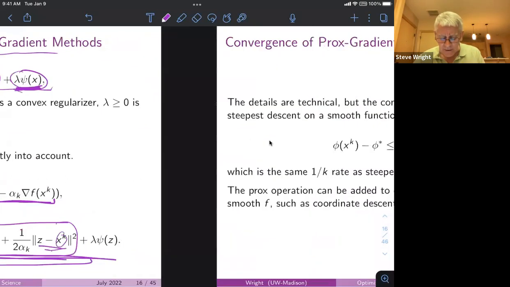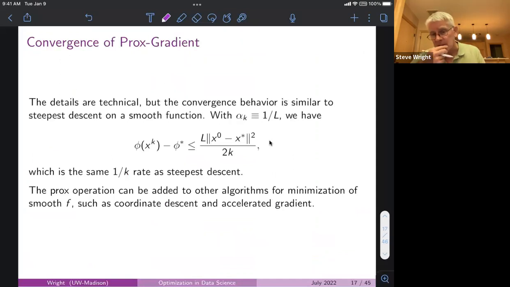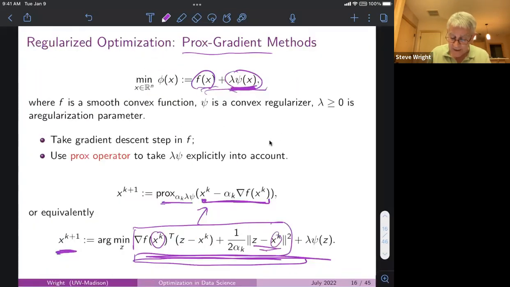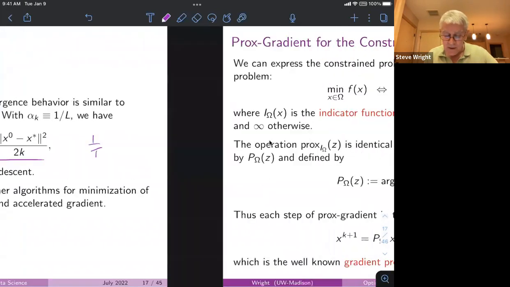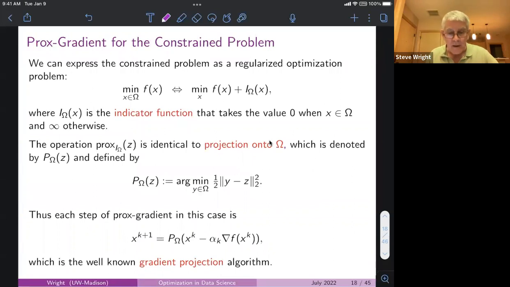So not surprisingly, this algorithm has many of the same properties as steepest descent for the smooth case. For example, if both f and psi are convex, you're able to show that you get a 1 over t type convergence rate. I've changed the notation here to k instead of t, but it's the same kind of convergence you got in the smooth case. And you can show that the other types of convergence generalize as well. So we can deal with the regularization term pretty easily.